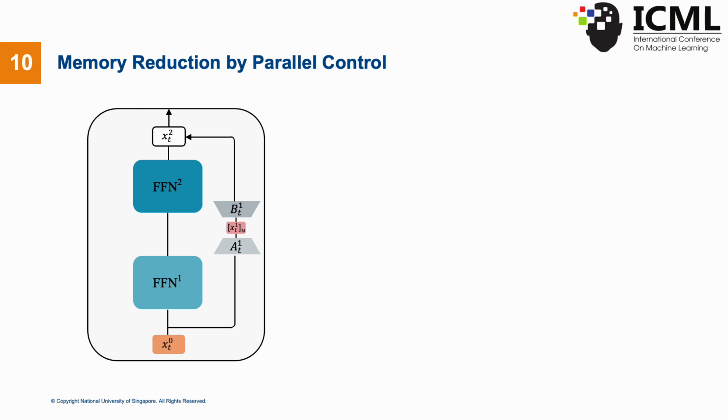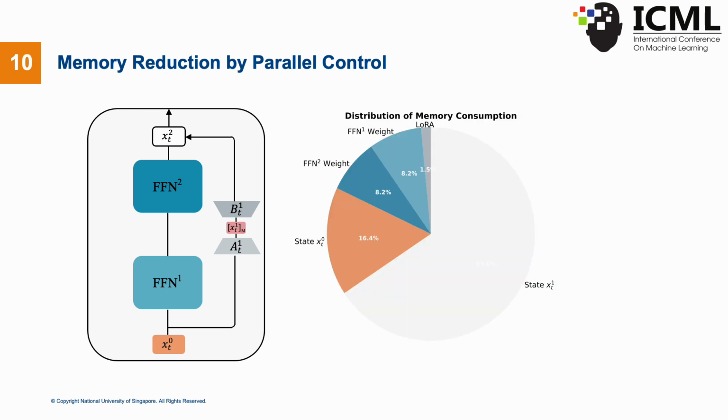In comparison, if we give up the idea of weight-based tuning and switch to state-based tuning, we can directly build a shortcut from xt0 to xt2. This is a new edge, and we can use some low-rank matrices to build this edge. One of the most advantageous things about this is that we can release the state xt1 from memory, so this saves a lot of memory.